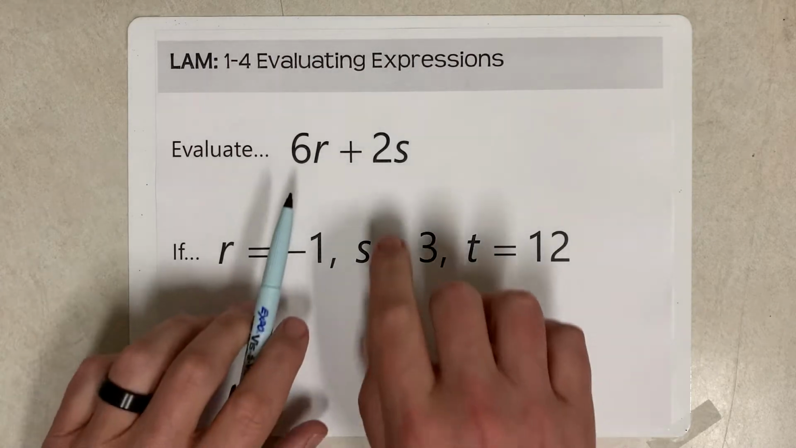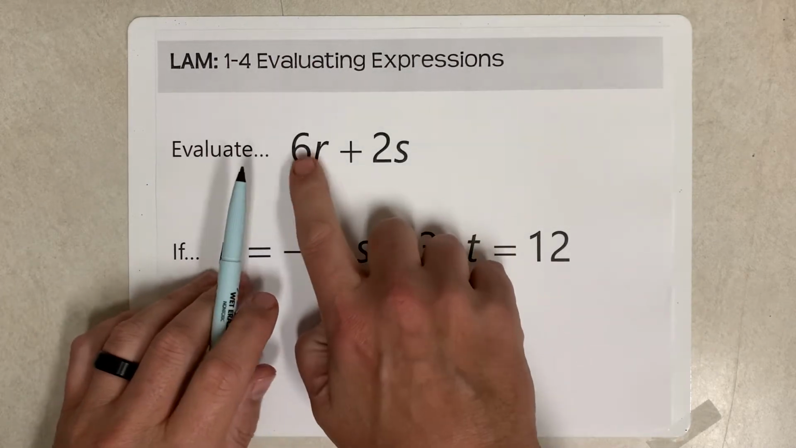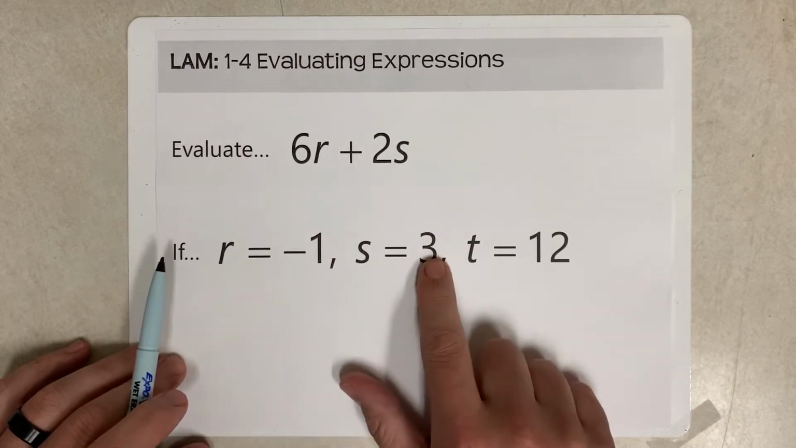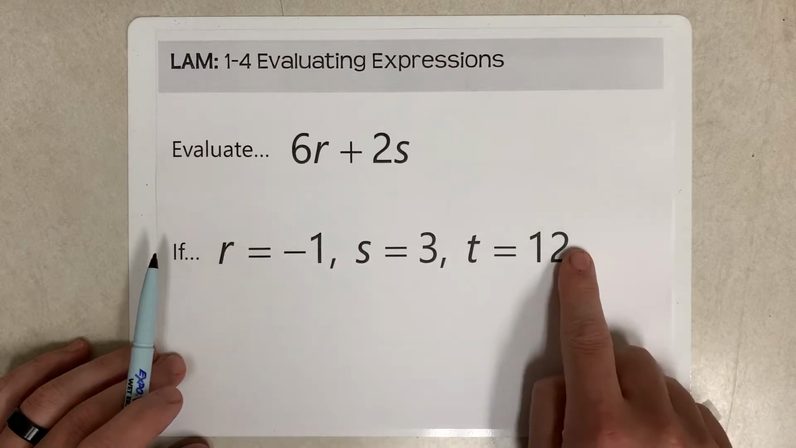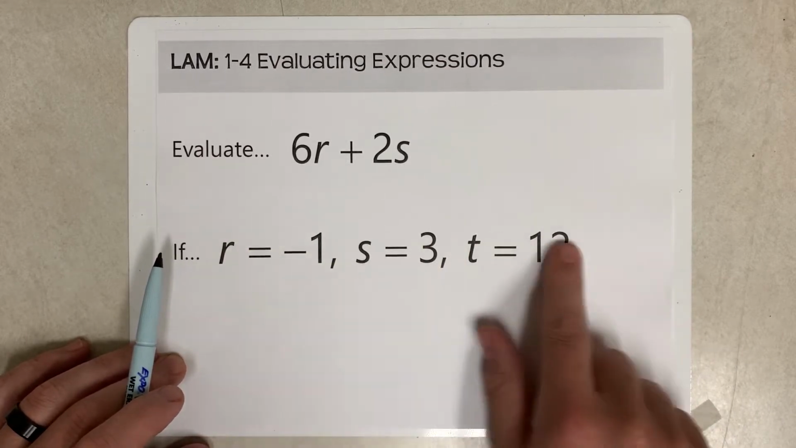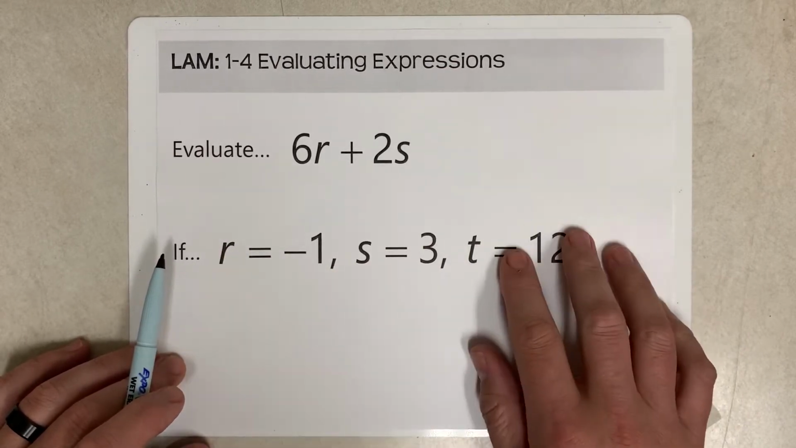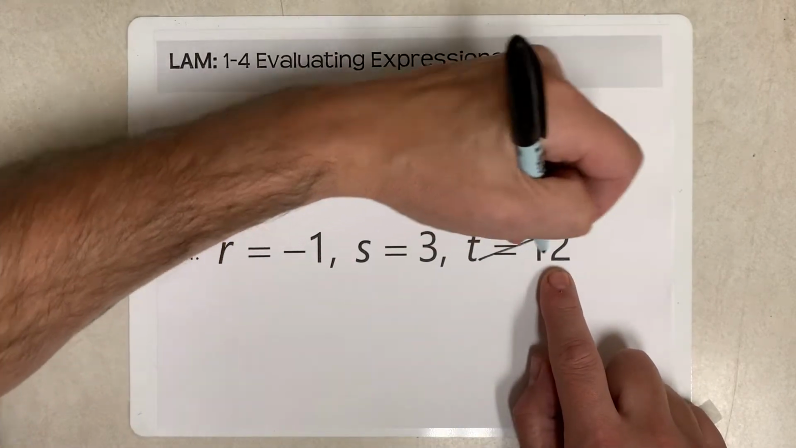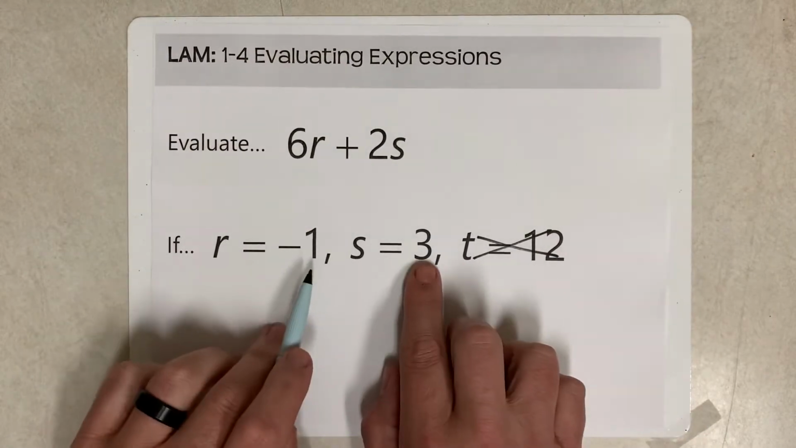So this is interesting. This first example says evaluate 6r plus 2s. It says r is -1, s is 3, and t is 12. You get all three of these because in some of these problems, you'll have a couple of these, and some of these problems, you'll have all of them. This expression does not have a t in it. So for this one, I don't really need that one right there. I just need these two.